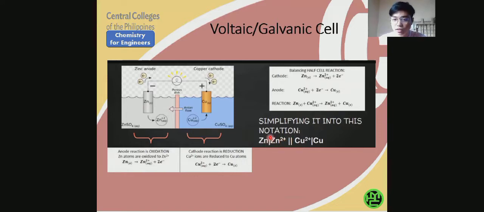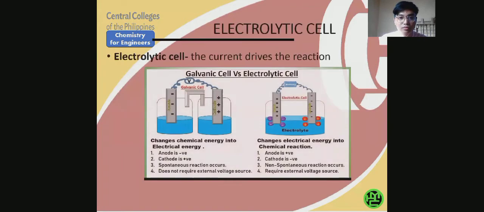Zinc, then a single bar, zinc with the 2 plus charge, and then a double bar again, and so on and so forth. The single bar after the zinc, and the single bar on the other side, symbolize the phase boundaries, okay? While the one in the middle is our salt bridge. Let me repeat, the salt bridge is the membrane that prevents our reaction from short circuiting. Okay. So, let's move on to the other type of cell.